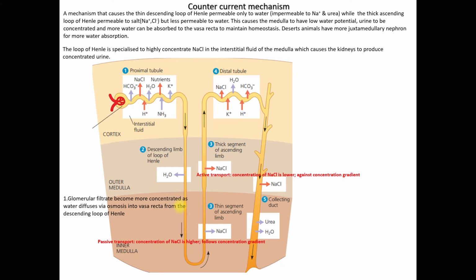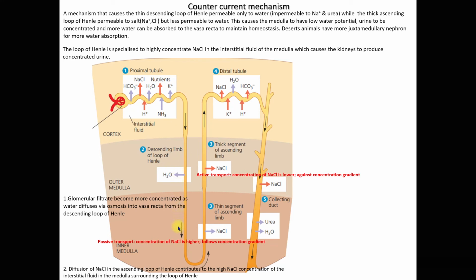So now in the countercurrent mechanism, first the glomerular filtrate becomes more concentrated as water diffuses via osmosis into the vasa recta from the descending loop of Henle. Can you get that? The water from the glomerular filtrate, as it passes down the descending loop of Henle, will diffuse via osmosis out from the descending loop of Henle. So the water will diffuse into the vasa recta. So the glomerular filtrate loses water. What happens to the glomerular filtrate? It becomes more concentrated.